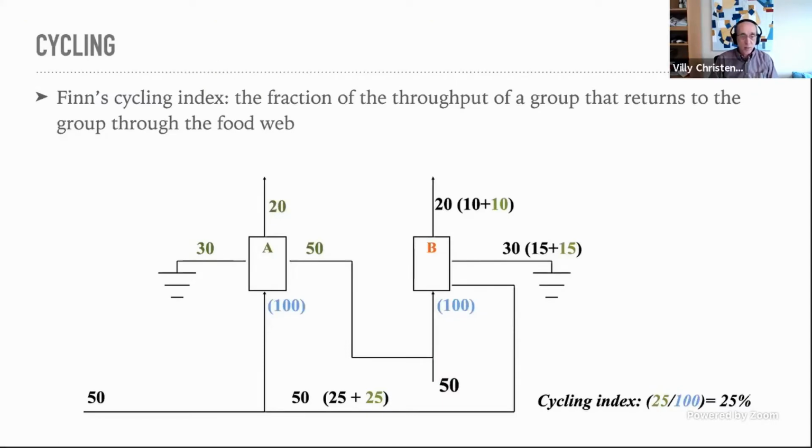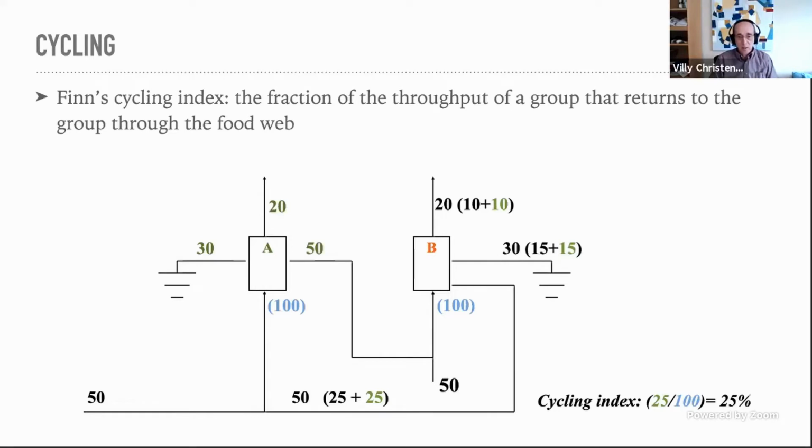The 20 up on top is how much is passed on to the next trophic level, and in this case 50 goes from A over to B, very hypothetical. So it goes in there, and there's 50 other ones coming into B as well. And then part of B is being eaten by A. So we have a cycle there. A eats B and B eats A.